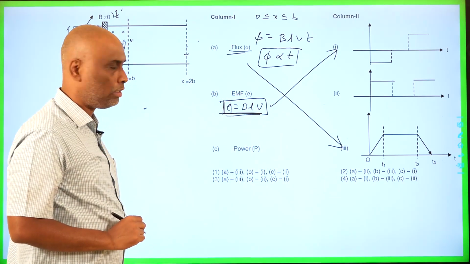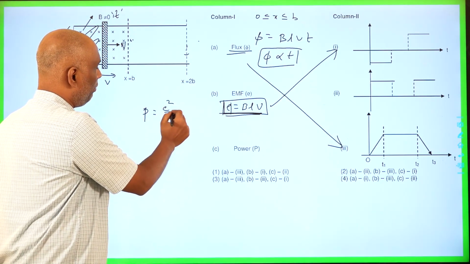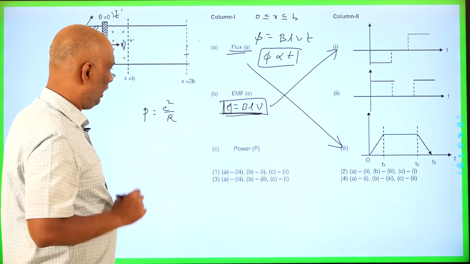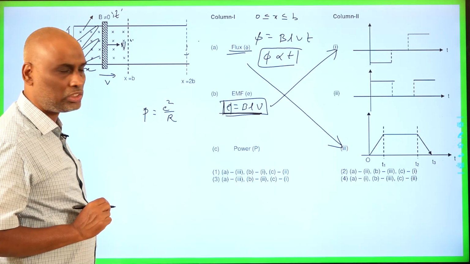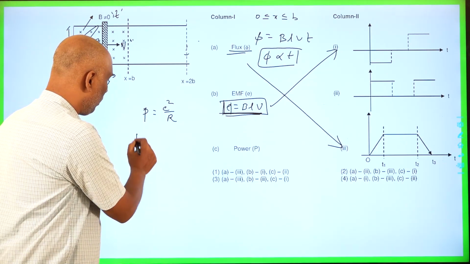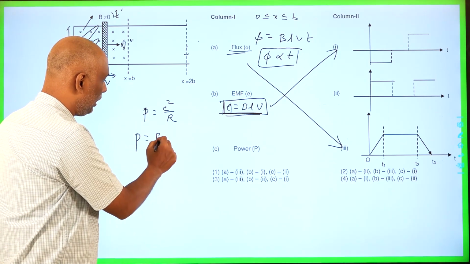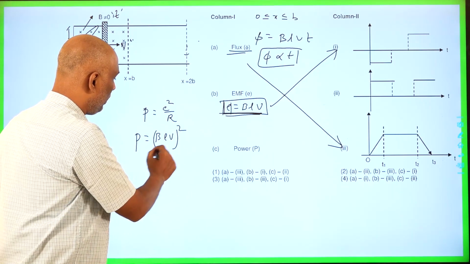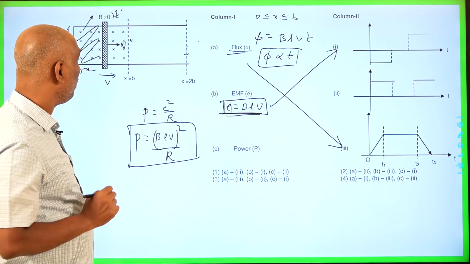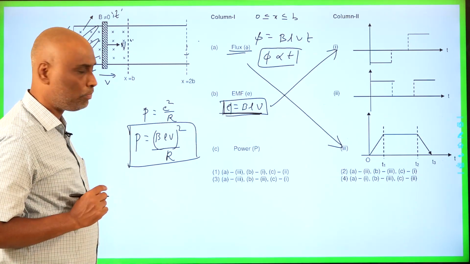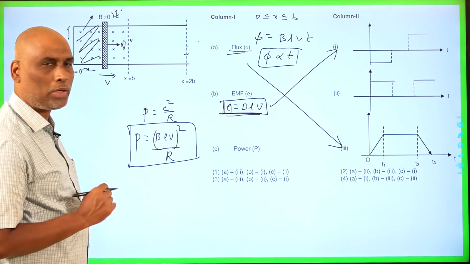Lastly, the power. When it comes to power, we know that power is equal to E square divided by R. Irrespective of the direction of this EMF, the sign of this EMF, power will always be positive. When the rod is moving inside the magnetic field, EMF becomes BLV, so power is (BLV) whole square divided by R. This will be the power as long as the rod is moving inside the magnetic field. Outside the magnetic field, power will become 0. This value is always positive.